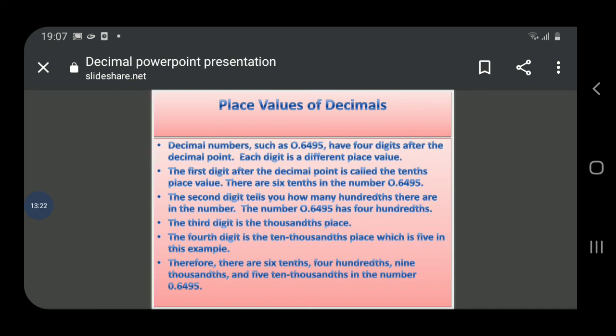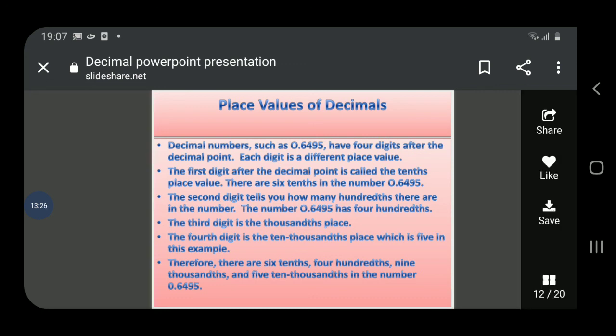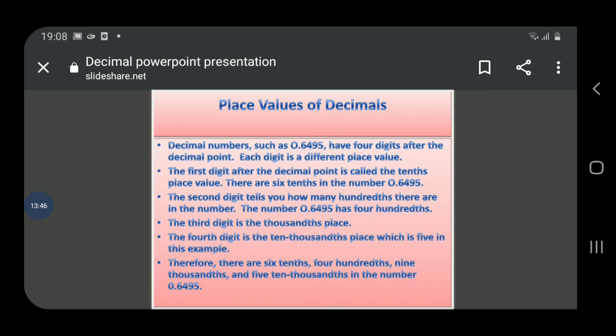So now decimal numbers such as 0.6495 have 4 digits after the decimal point. Each digit is a different place value. The first digit after the decimal point is called the tenths place value. There are 6 tenths in the number 0.6495. The second digit tells you how many hundredths there are in the number. The number 0.6495 has 4 hundredths. Okay, the third digit is the thousandths place.